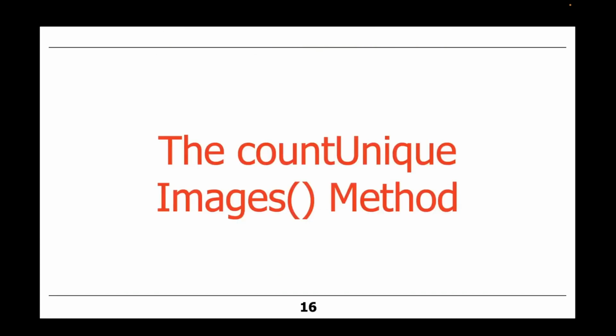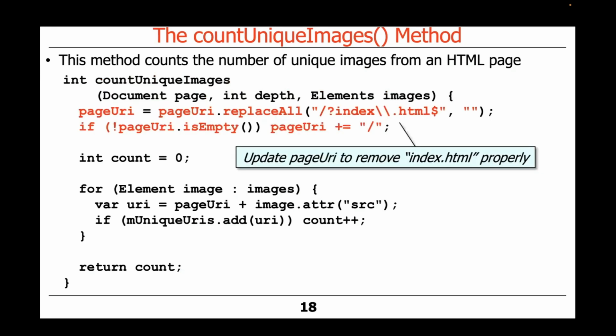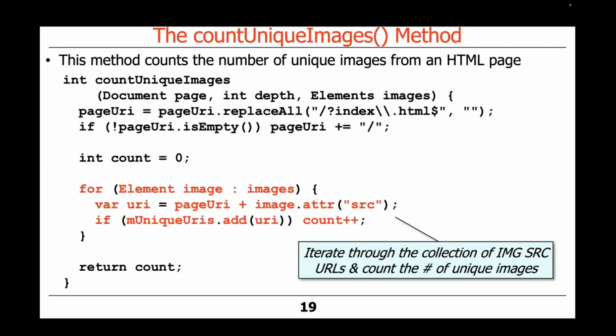So let's take a look at the countUniqueImages method. This method, as you can see, takes the document, the page we're looking at, the current depth, and also the elements, which is the data structure that JSoup provides us. The first thing it's going to do is update the page URI to properly remove the index.html suffix. We want to get rid of that, so we replace that properly. Then the next thing we're going to do is iterate through the collection of image source URLs that JSoup gave us back, and count the number of unique images.